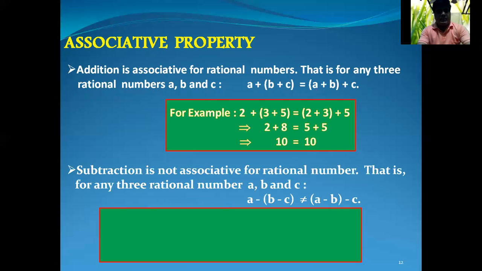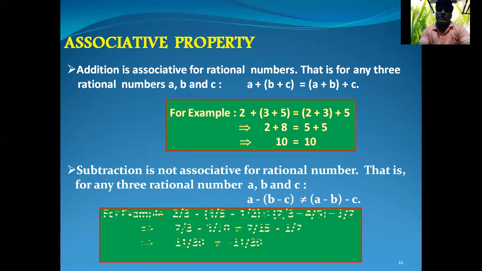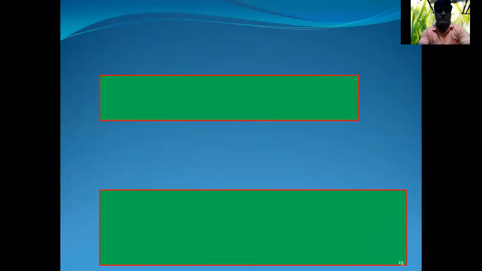Next, subtraction is not associative for rational numbers. That is, for any three rational numbers a, b and c, a minus (b minus c) is not equal to (a minus b) minus c. An example is given below.